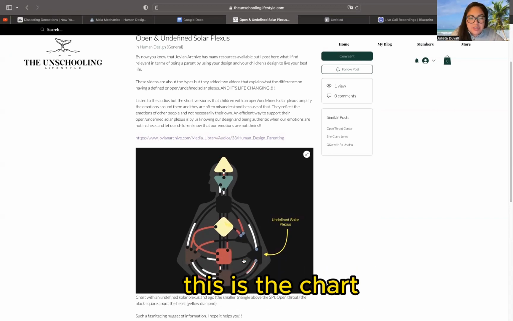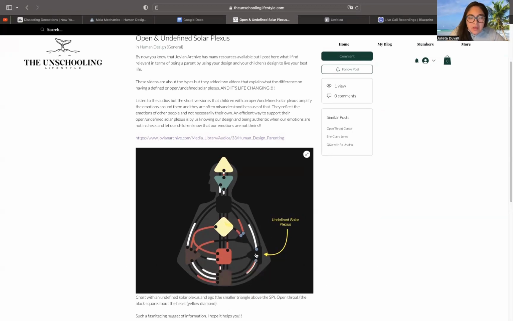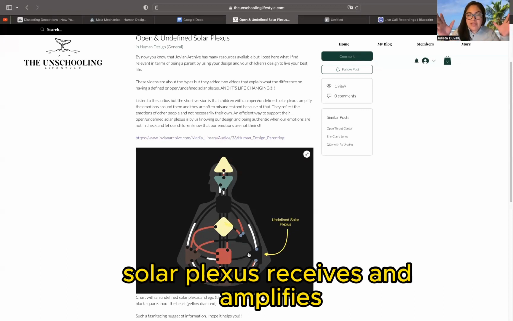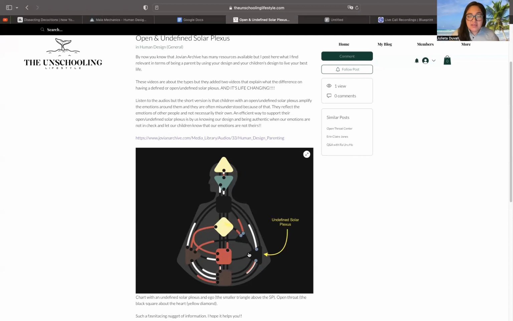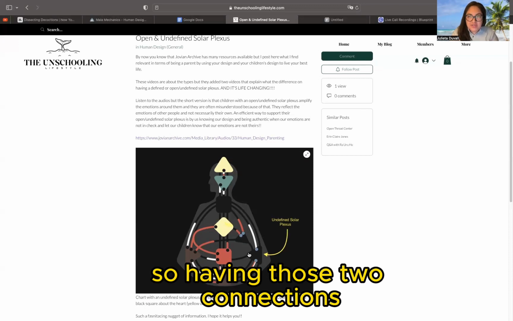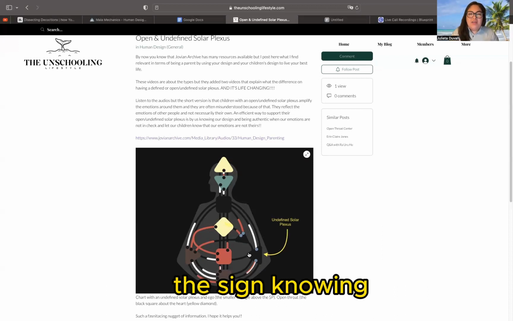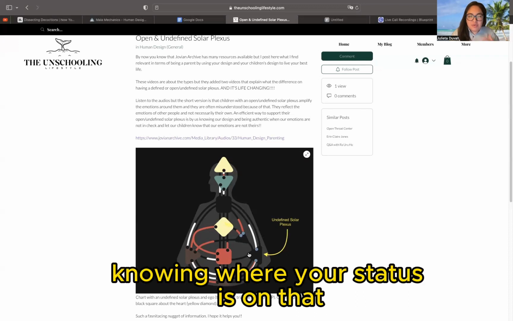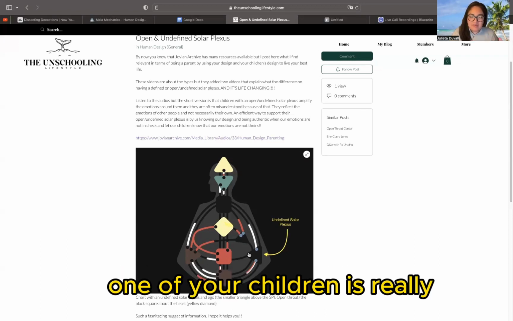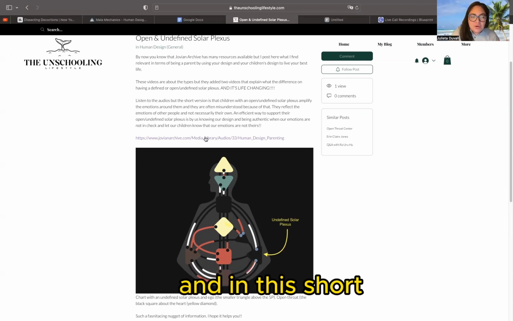But this is the chart of my oldest son, and you can see that his solar plexus is undefined, right? So like I said, an undefined solar plexus receives and amplifies, and a defined solar plexus puts out the information. Even if you don't want to learn anything about human design, knowing where you stand on that, and where your children stand, is such a powerful thing.